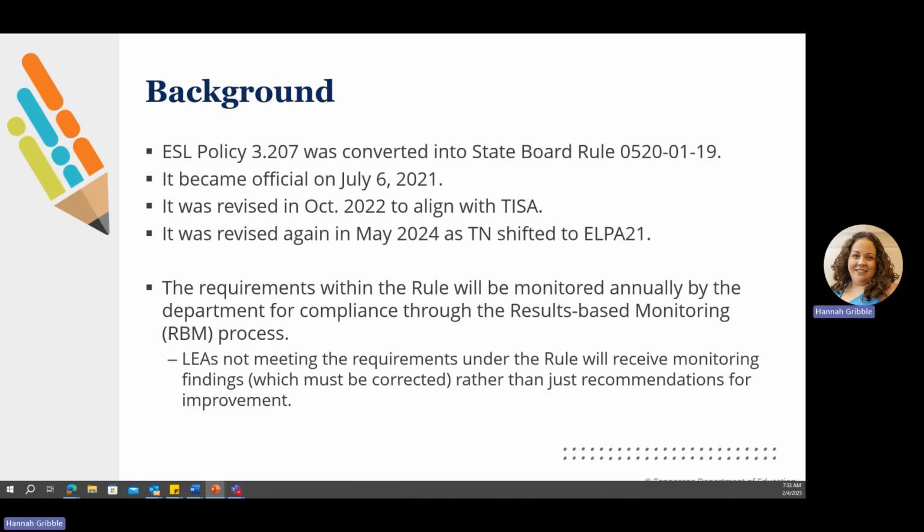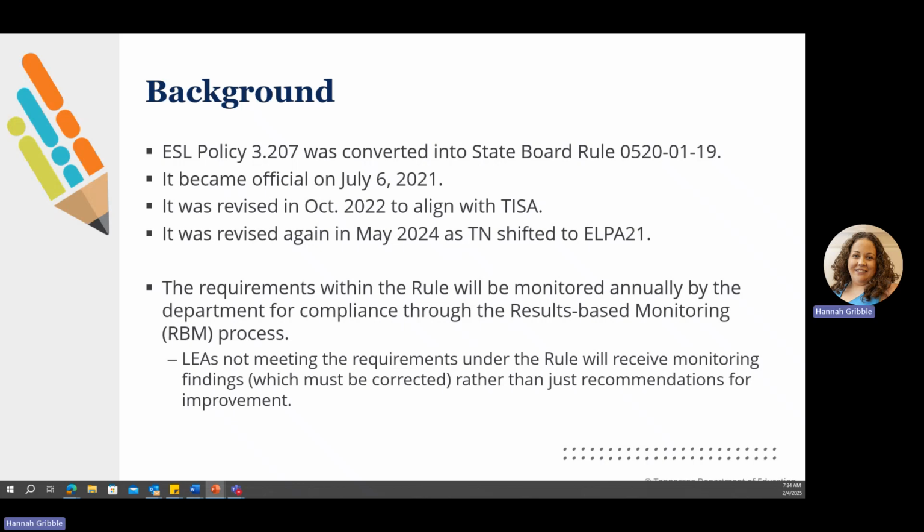ESL Policy 3.207 was converted into State Board Rule 0520-01-19. It first became official on July 6, 2021. In October 2022, it was revised to align with TISA. And then in May 2024, the rule was revised again as Tennessee shifted from the WIDA Access Assessment to ELPA 21.